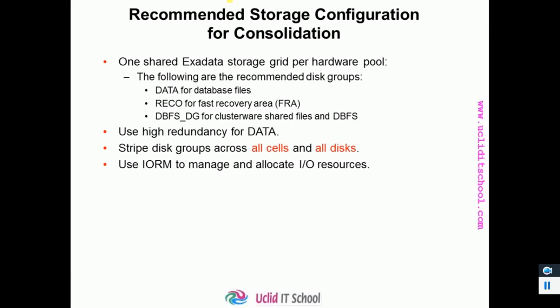Right? And Oracle recommends you to use high redundancy for the data disk group if your system is very business critical. Otherwise, you can go with normal redundancy. And stripe disk groups across all the cells and all the disks. So you use grid disks from every cell to create your ASM disk group. This is what we discussed the other day also. So when you use all the grid disks from all the cells, the data will be striped across all the storage servers equally.